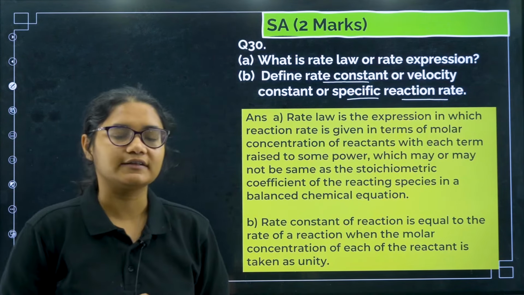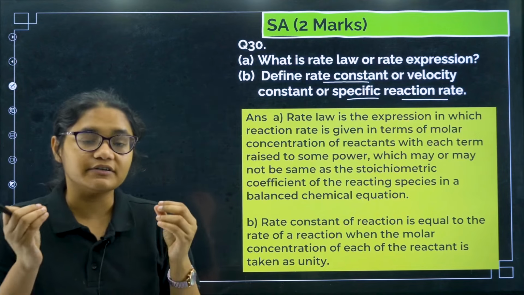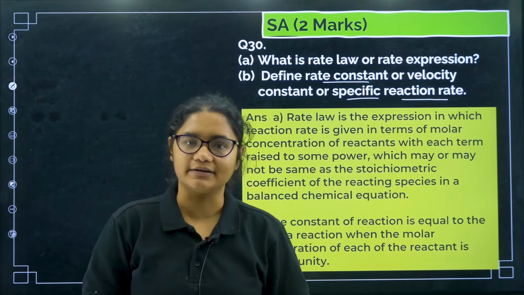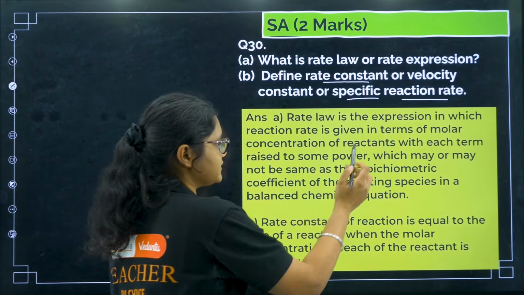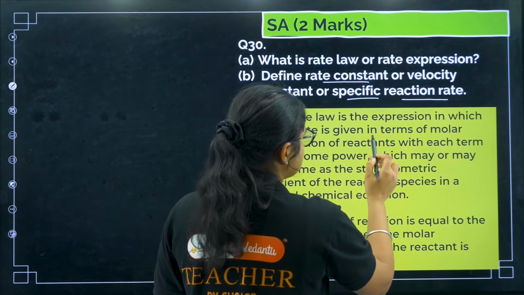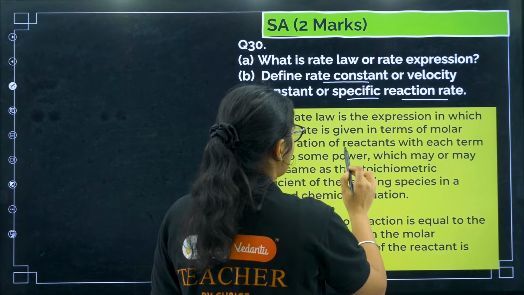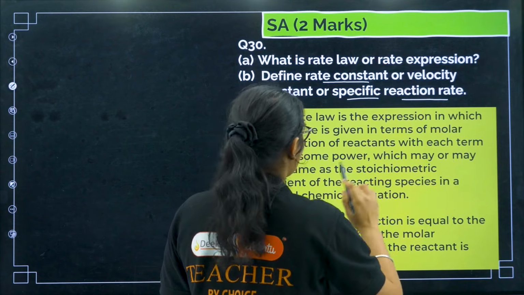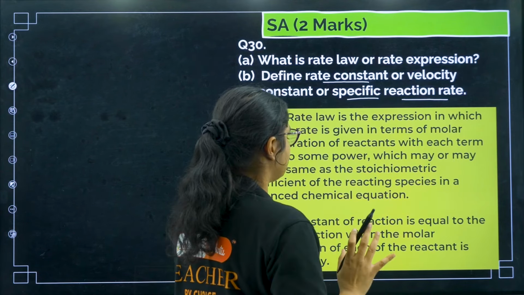What is rate law, rate expression? It is an expression which relates the rate to the concentration of the reactants. So you can see, rate law is the expression in which the reaction rate is given in terms of the molar concentration of the reactants, with each term raised to a power which may or may not be equal to their stoichiometric coefficients.